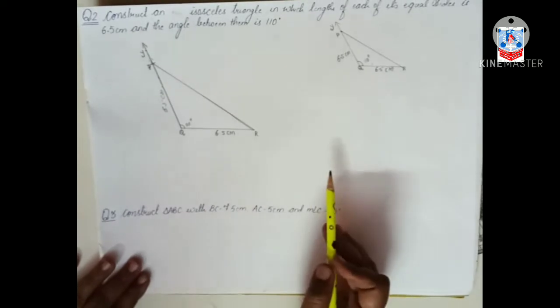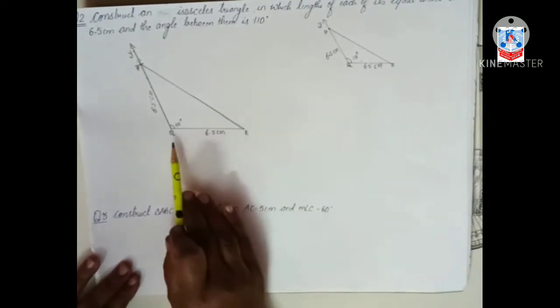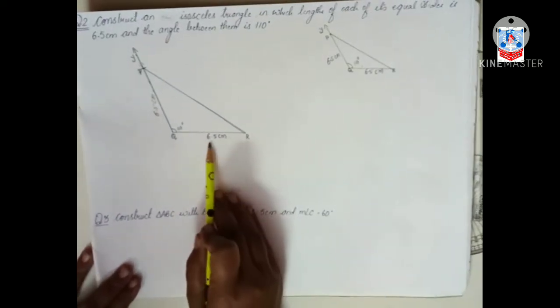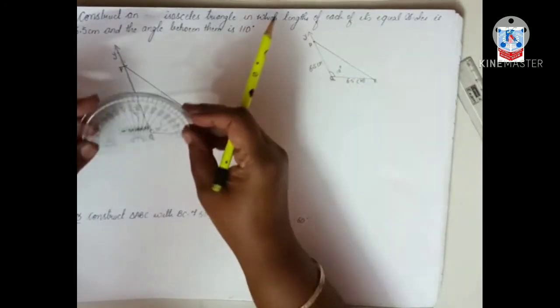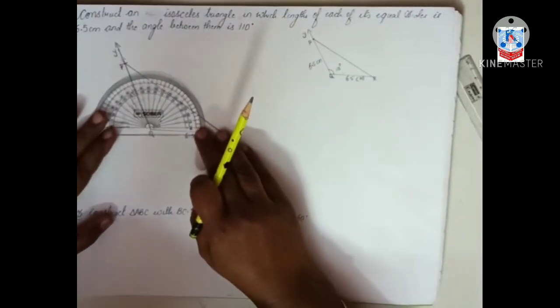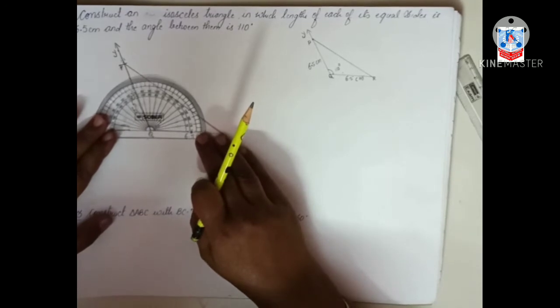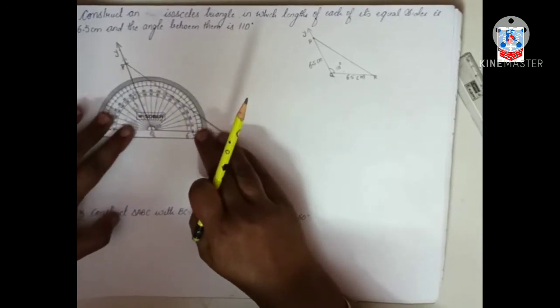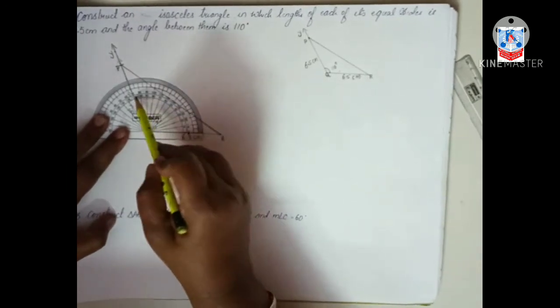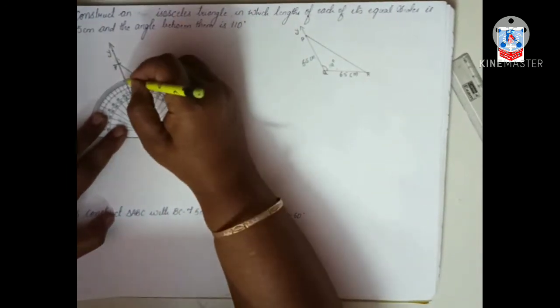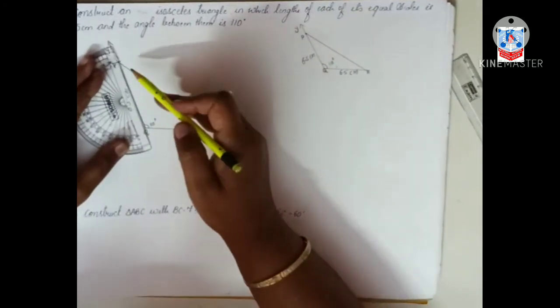So first what you will do? We will draw the base QR of 6.5 centimeter. Then with the help of protractor, you will take 110 degrees. See, this way. At Q, you will put this center point and from here 0, start taking the measure from here and 110 degrees. See. Now put a mark. Then draw Q and this mark and give the name Y.